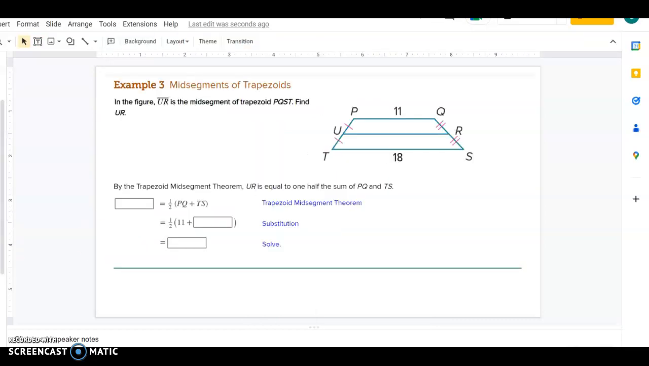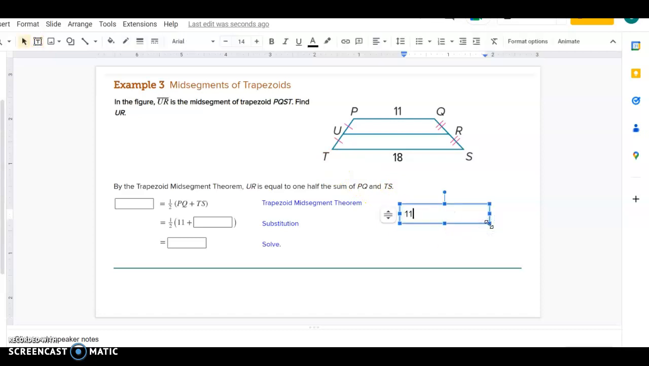All right, so then the next section of this one is finding the mid segments. So we know mid means middle. Looking at this trapezoid, that mid is at U to R. So by the trapezoid mid-segment theorem, UR is equal to 1/2 of the sum of PQ and TS. Sum means I add, so I can add together my PQ, my top base, and my bottom base, and then divide by 2. So we're not going to use that over here, we're just going to do this.